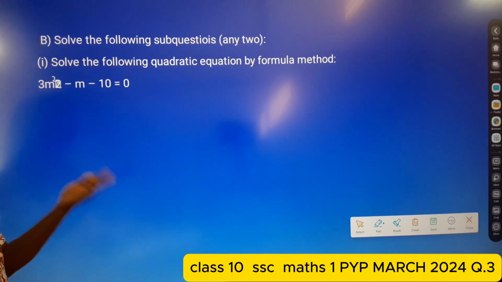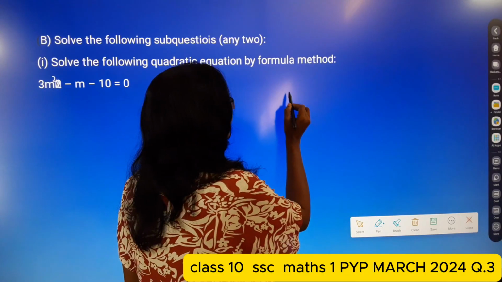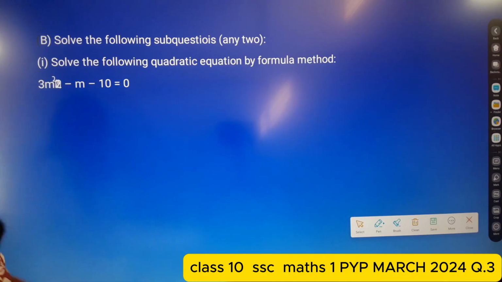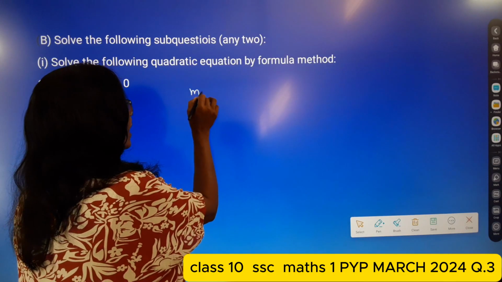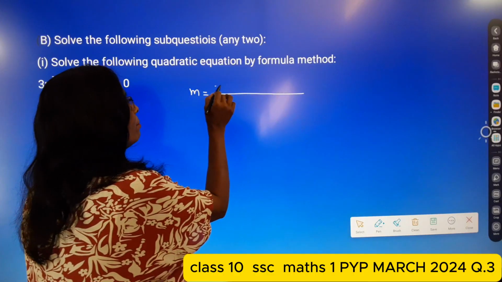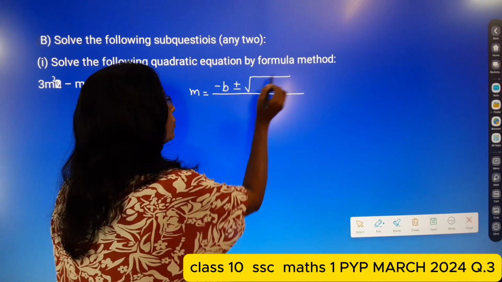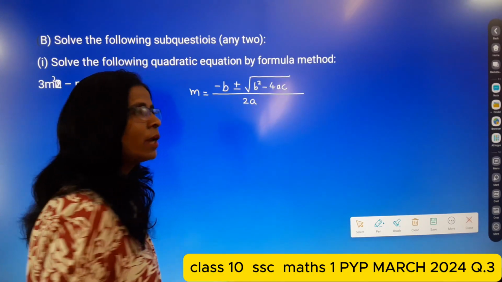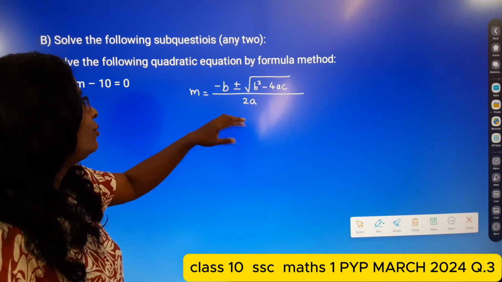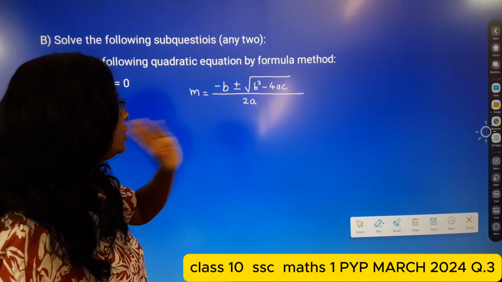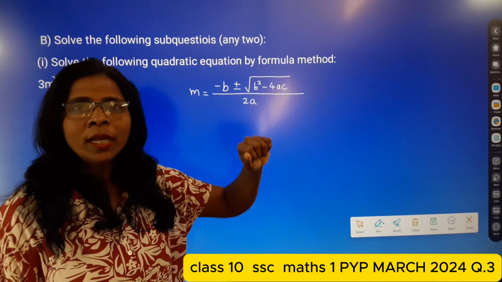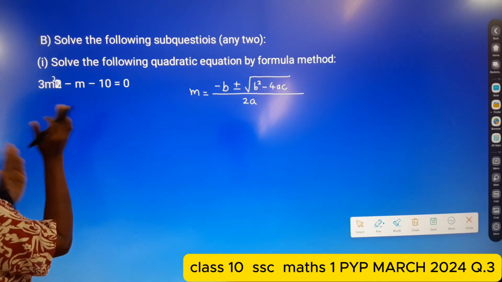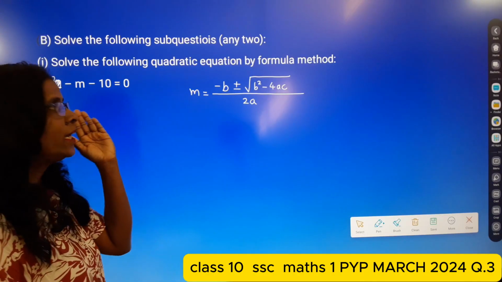Okay. So now for the formula method, we know the formula for the quadratic equation, where the variable is m. So here, students, we write the formula: m is equal to minus b plus or minus the square root of b square minus 4ac upon 2a. To substitute the values in the formula, we want a, b as well as c. So first we have to find the values of a, b, c, which we get from the quadratic equation.